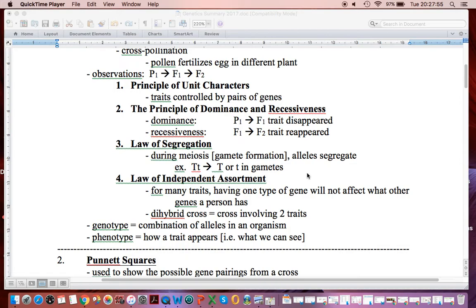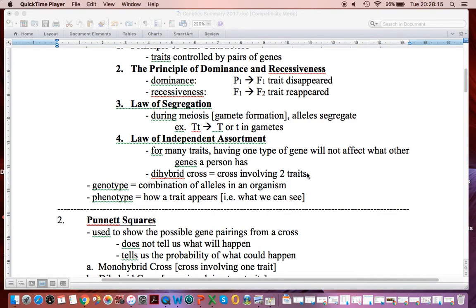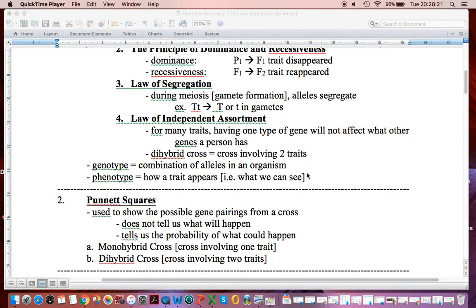Number 4, the law of independent assortment. That applies to dihybrid crosses, trait crosses involving two traits, and all that meant was that one trait's independent of another. You could have one trait and it wouldn't dictate what you had for another trait. Genotype, simply a combination of alleles or genes in an organism. They do the coding for the trait, and the phenotype is what we see. It's how a trait is expressed.